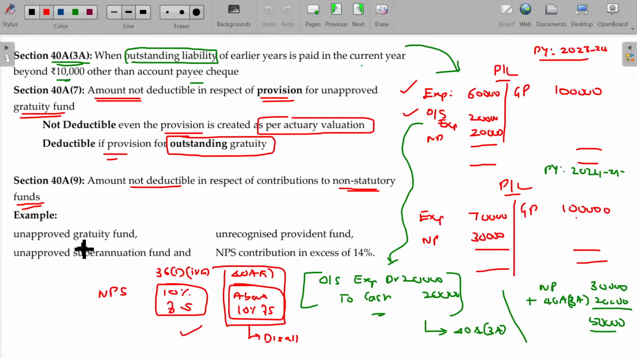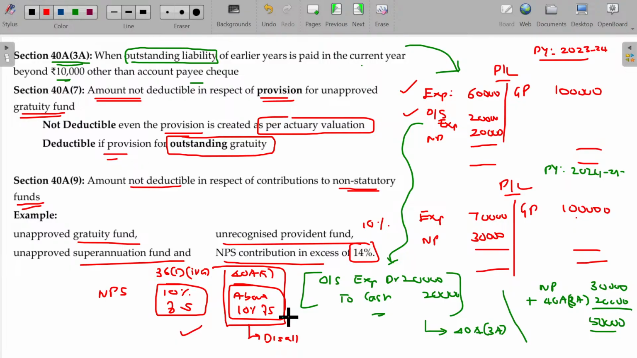So what are the unapproved schemes? Unapproved gratuity, unapproved superannuation fund, unapproved provident fund, NPS contribution in excess of 14%. Sometimes it may be 10%, sometimes it may be 14%. For the central government contribution, it is 14%. In all other cases, 10%. Anyhow, we'll study all these things in detail along with section 80CCD later on under the deduction chapter. Clear? With that, we have completed section 40A class 9.